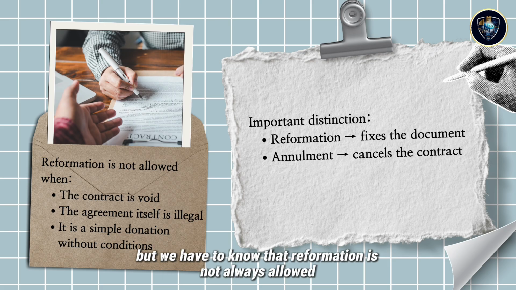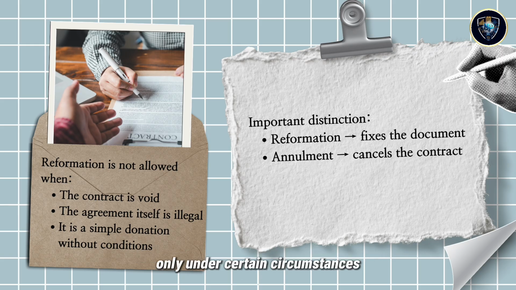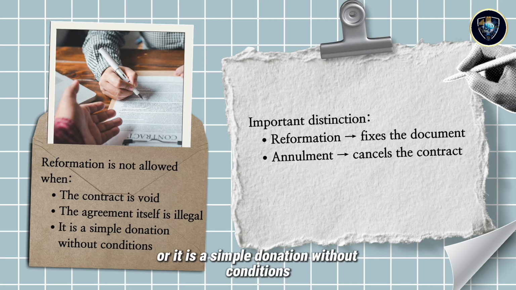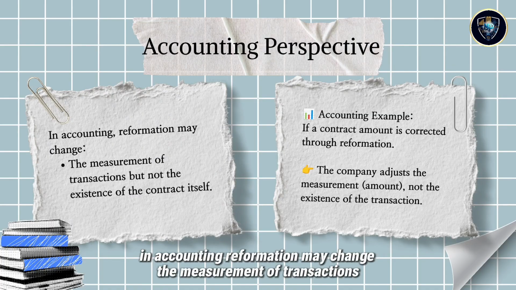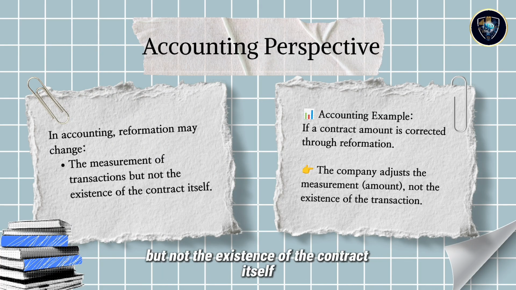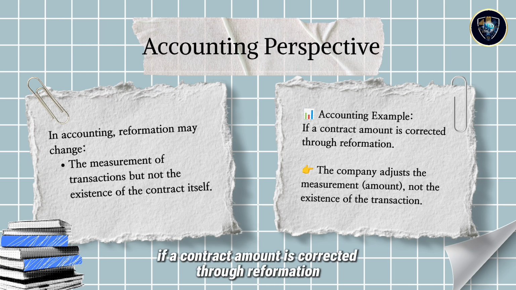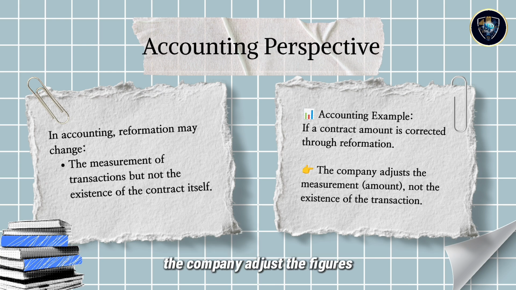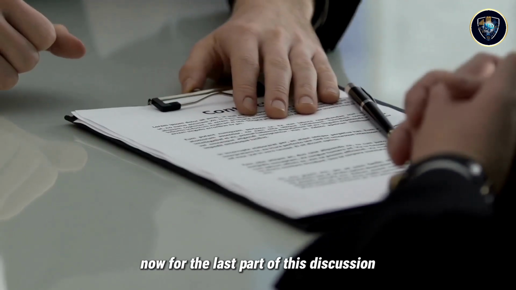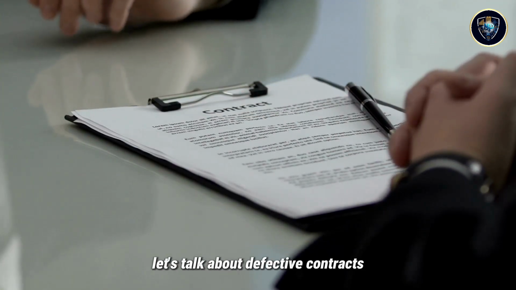But we have to know that reformation is not always allowed, only under certain circumstances, such as when the contract is void, the agreement itself is illegal, or it is a simple donation without conditions. In accounting, reformation may change the measurement of transactions, but not the existence of the contract itself. Here's an accounting example. If a contract amount is corrected through reformation, the company adjusts the figures, but they don't remove the transaction.